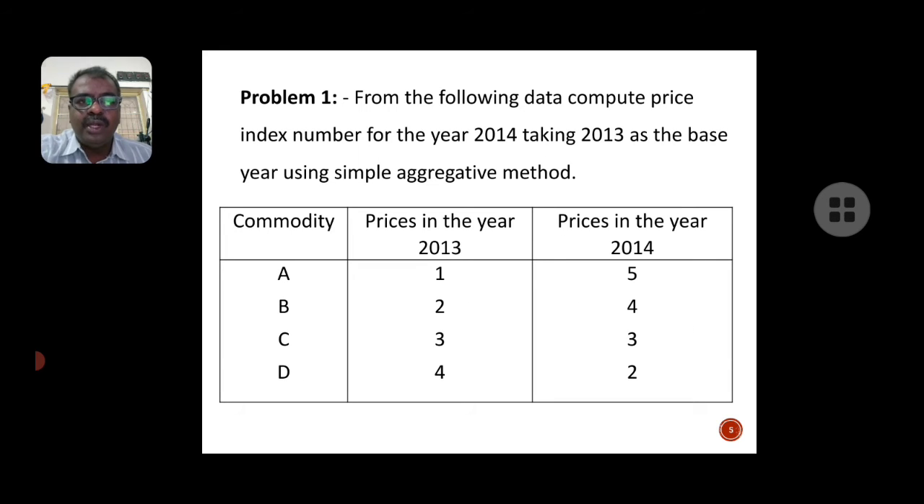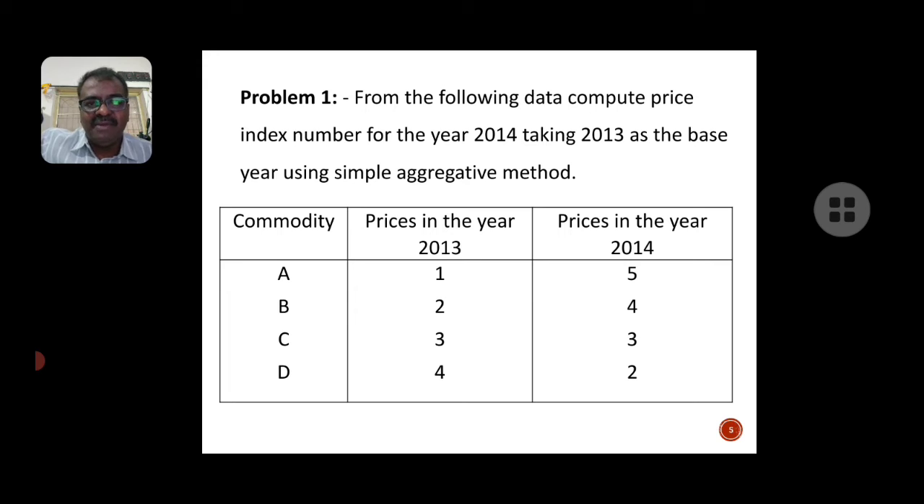So now let us look into one question here. The problem says, from the following data, compute the price index number, which means P01, for the year 2014, taking 2013 as the base year using the simple aggregative method. So in simple words, they're asking you to calculate the simple aggregative method price index number. The current year is 2014 and the base year is 2013.